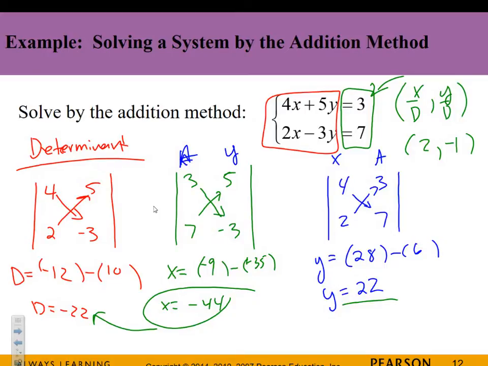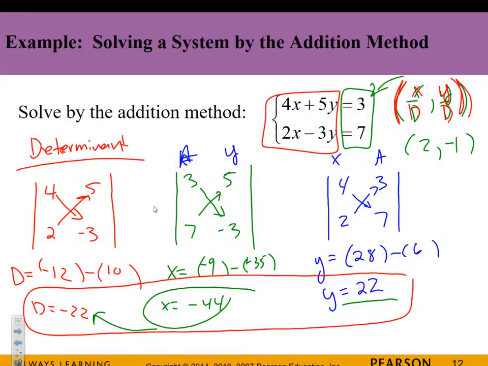Take x divided by d, and then y divided by d. And they're right here, all of them. Okay. I'm not sure why they don't show this method. This is a really fast method. I like this one a lot.